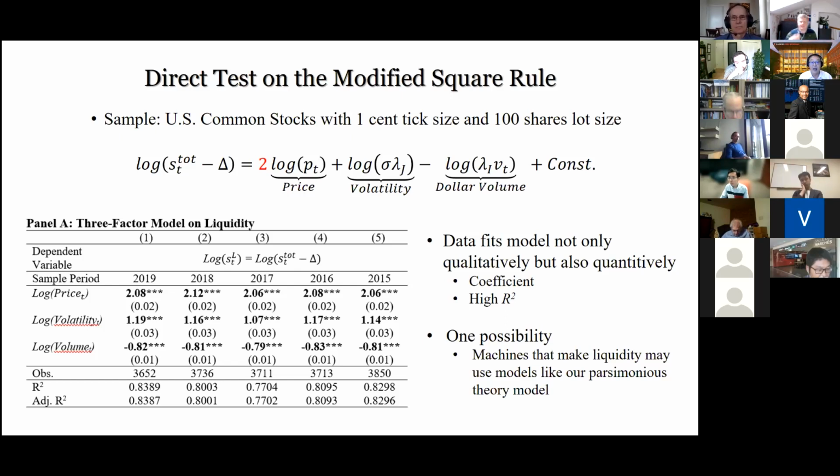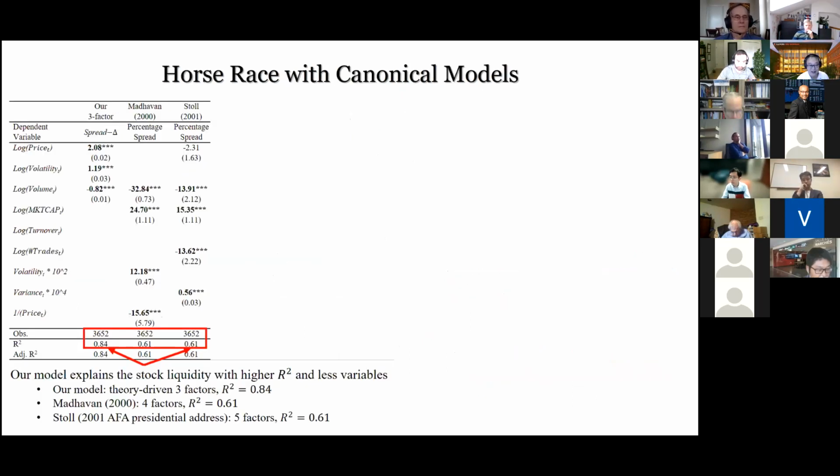It's because, think about it, lots of these decisions actually are made by machines. So we guess it's probably machines making liquidity that use models similar to this model. They have more parameters. That's the reason our field is a perfect place to study the behavior of machines. Okay, so now let's compare with previous benchmarks.